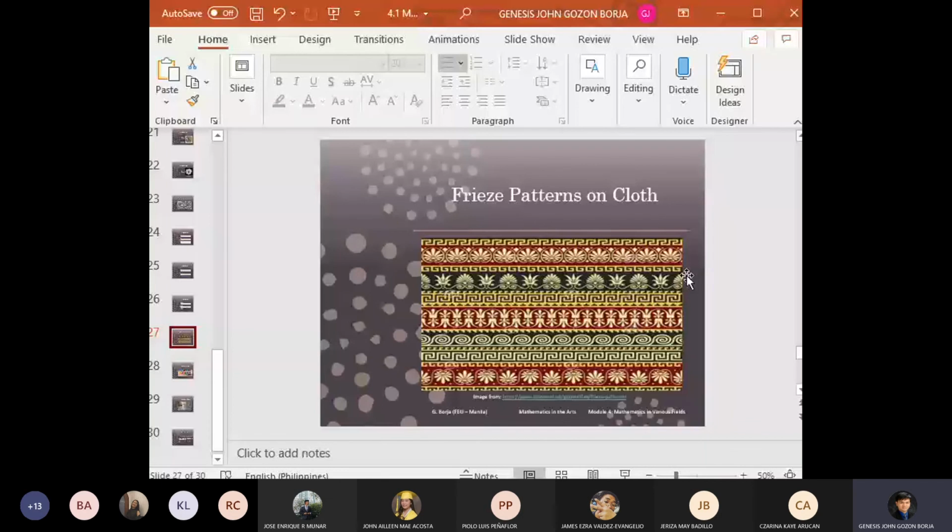Pero dito naman, iba, no? So, this is your motif. So, what you do is to rotate. Rotate, and then you rotate again, and then you rotate, and so on and so forth. Okay? So, these are examples of freeze patterns, which we can find in cloth designs. Okay?